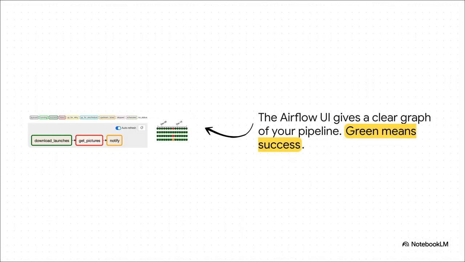done. And here is what that looks like inside the Airflow user interface. You get this beautiful, clean graph of your pipeline. See how all the tasks are outlined in green? That's your instant visual confirmation that everything ran perfectly. This is the power of visibility. No more guessing.